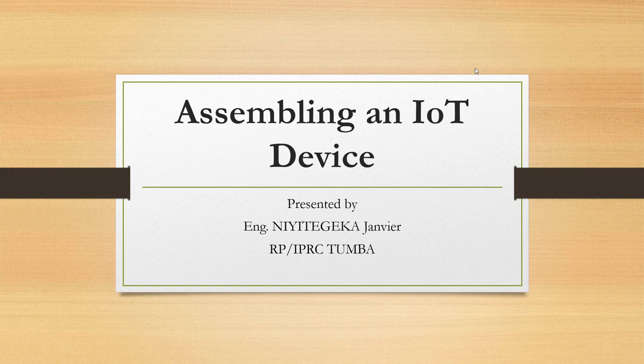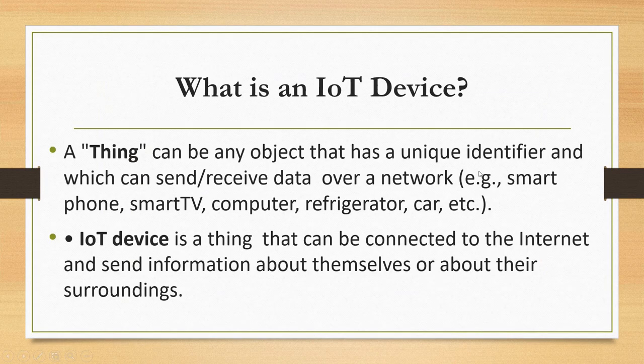So today we are going to talk about assembling an IoT device. A thing in the Internet of Things can be defined as a physical object that might have a unique identifier, which can send or receive data over the network, and which must have sensing capabilities. Examples of a thing in the Internet of Things include a smartphone, smart TV, computer, refrigerator, car, drone, cooking appliances, electrical lamp, and so on.